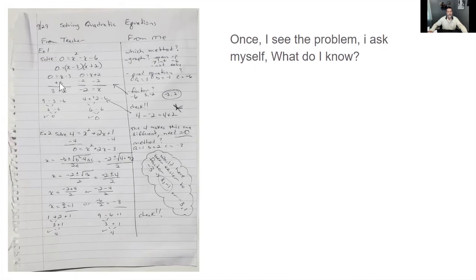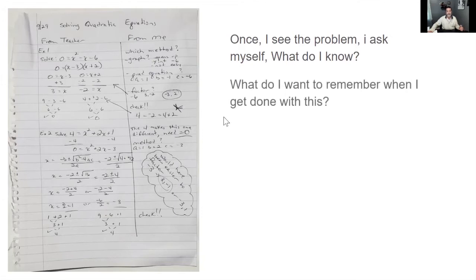Add 3 to both sides. I end up with x equals 3. Subtract 2 from both sides. I end up with x equals -2. And teacher always wants me to think about what do I want to remember when I get done with this? What was the important thing to remember?